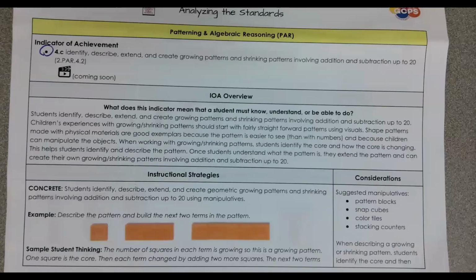Just like with repeating patterns, one way to scaffold for students is to circle or color code the part that is the same in adjacent terms to help identify what is changing.